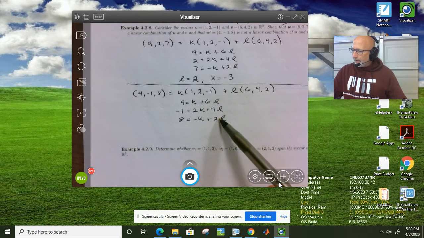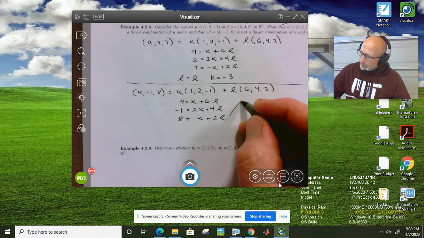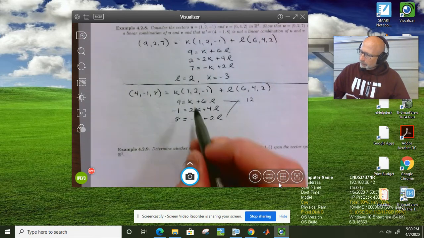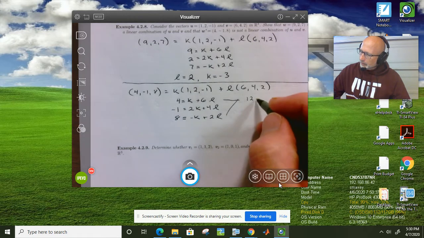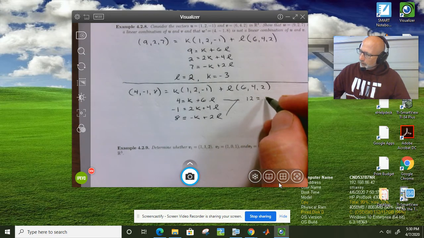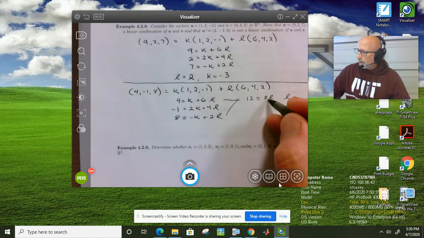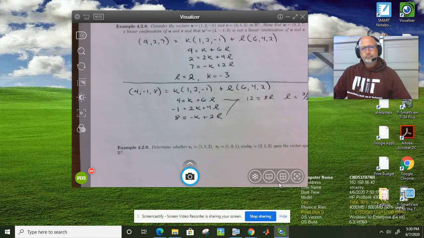I'm going to go ahead and add those two together. So taking these two and adding them together, go like this maybe. So 4 plus 8 is going to give me 12. K plus -k goes away. 6L plus 2L is going to give me, so 12 is equal to, what is that, 8L. So L turns out to be equal to 12 eighths, or 6/4 or 3 halves.